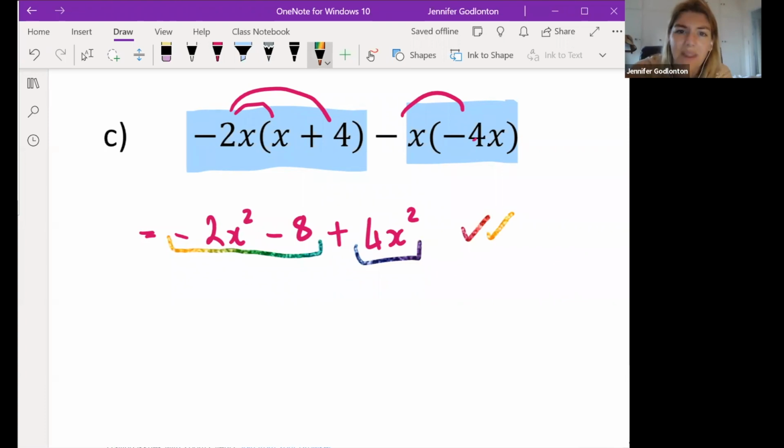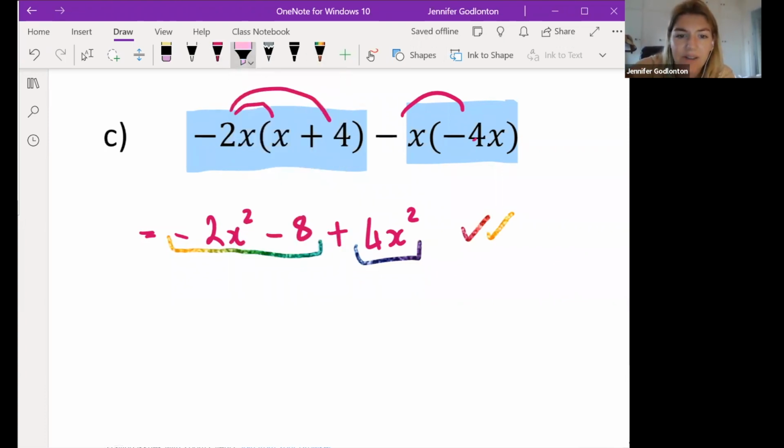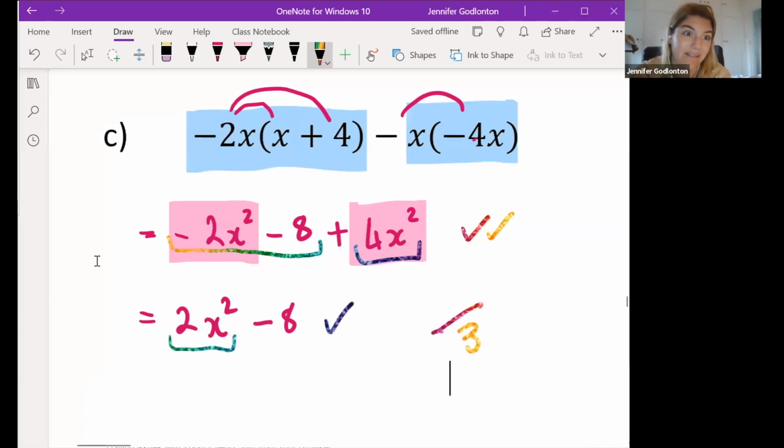Okay. Next step, we are going to add and subtract our like terms. So we've got negative 2x squared, and we've got this 4x squared over here. So negative 2 plus 4 is going to give me positive 2 and minus 8. So you'll get another mark for having that 2x squared over there, and you'd be sitting out of 3. For that type of question.